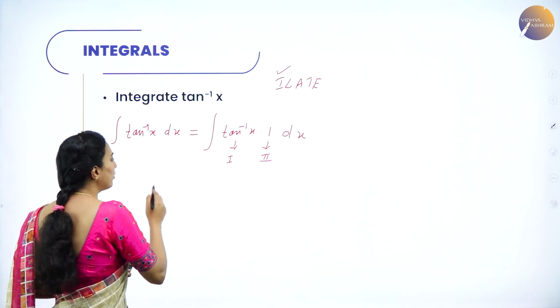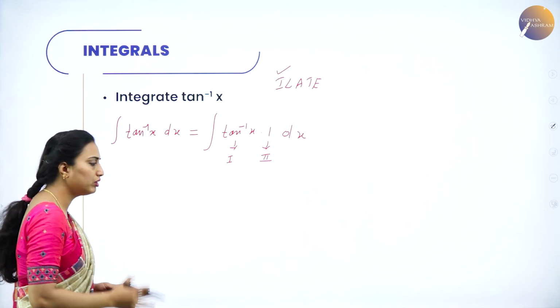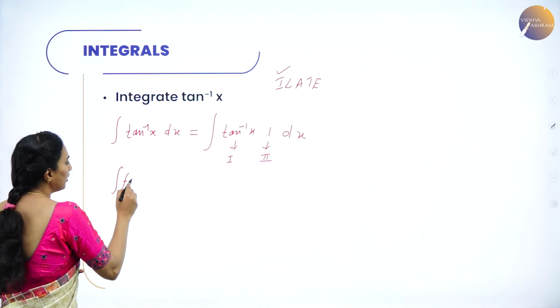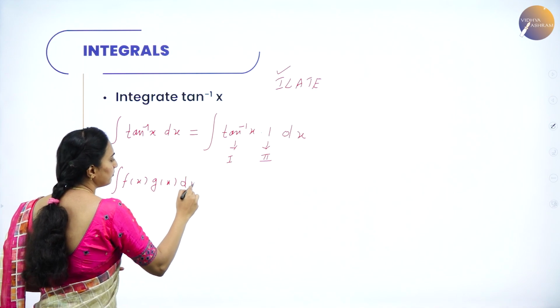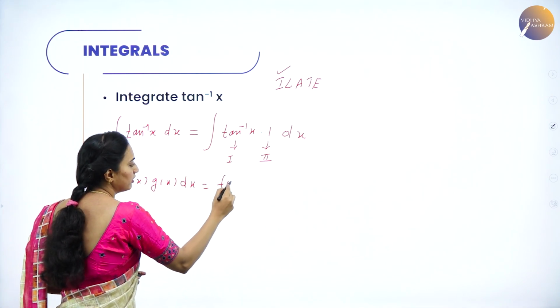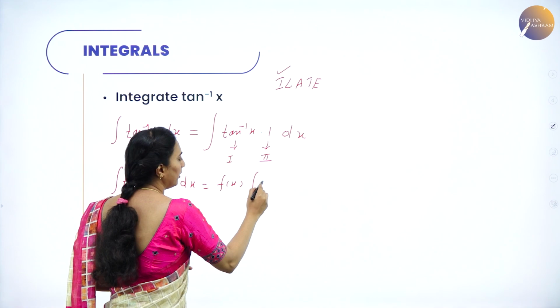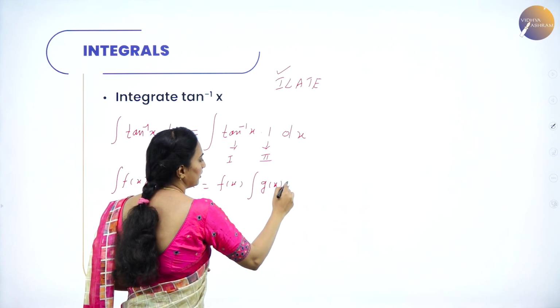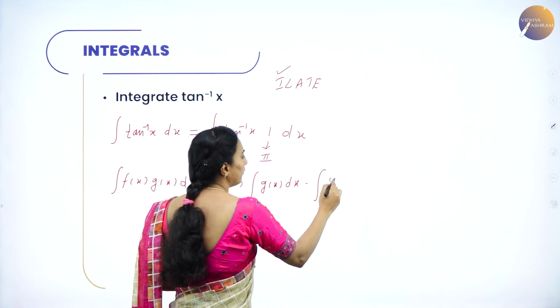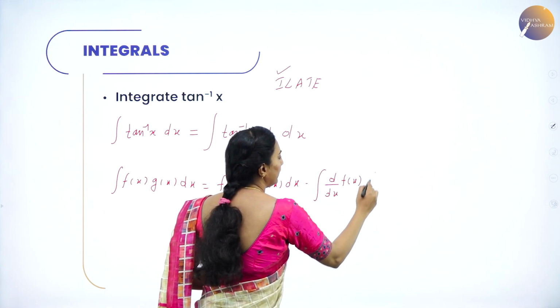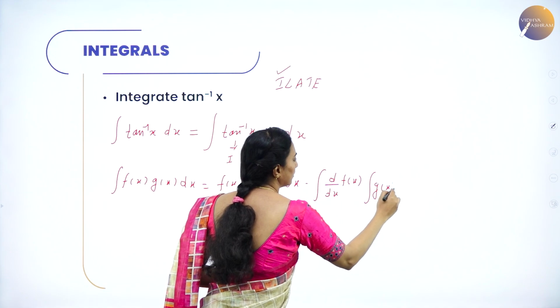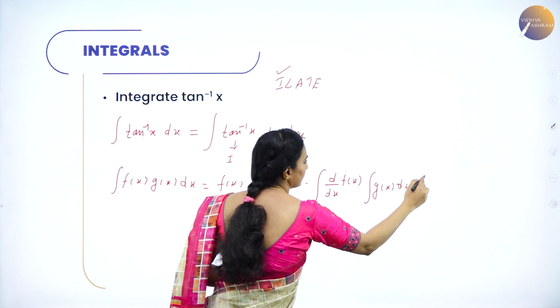Now, we'll be moving on to the formula. Let me write down the formula first. Here, integral of f of x into g of x into dx is equal to first function into integral of second function minus integral of d by dx of first function into integral of second function into dx.